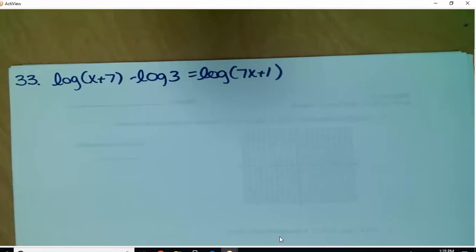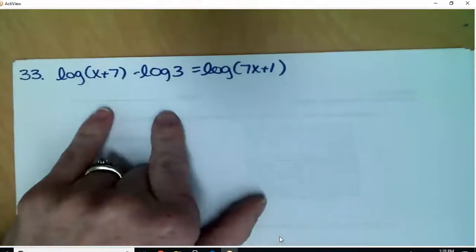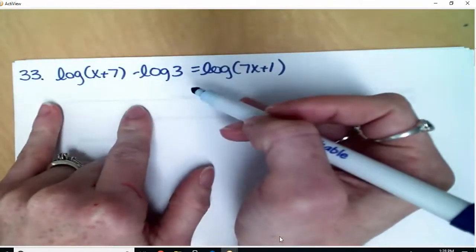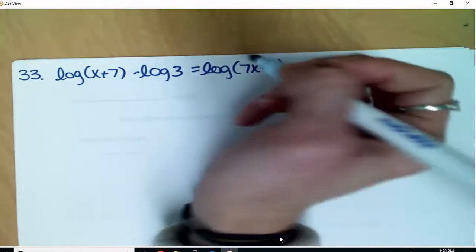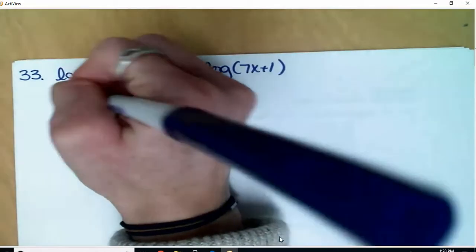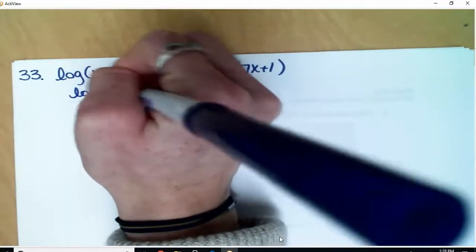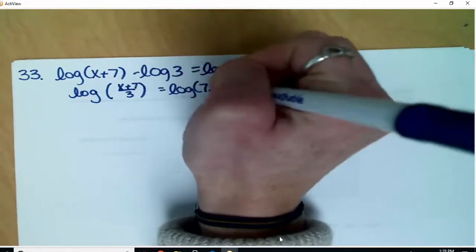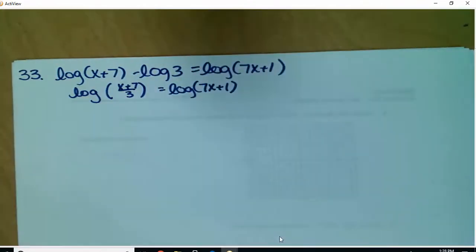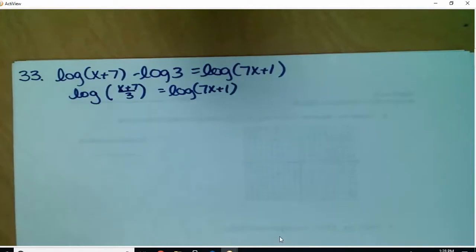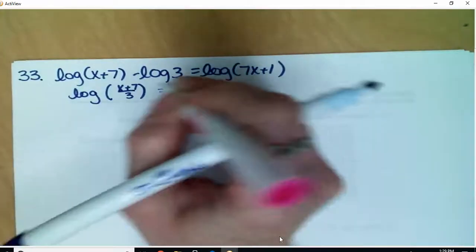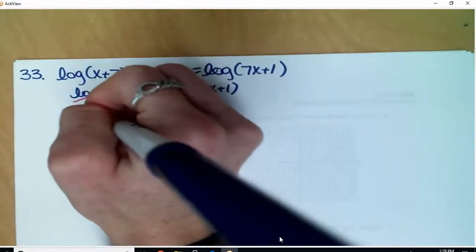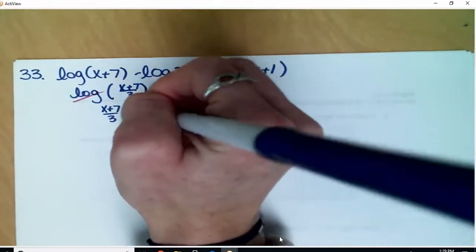When I have a problem with multiple logs in it, we start out by combining any logs that we can. On the left, I have two logs being subtracted. How do you put those together? Divide. So you put the log once, and then you put x plus 7 divided by 3. Now once you have a log on each side, what can you do? You can drop the log. Yep, those are going to go away. So we just have x plus 7 over 3 equals 7x plus 1.